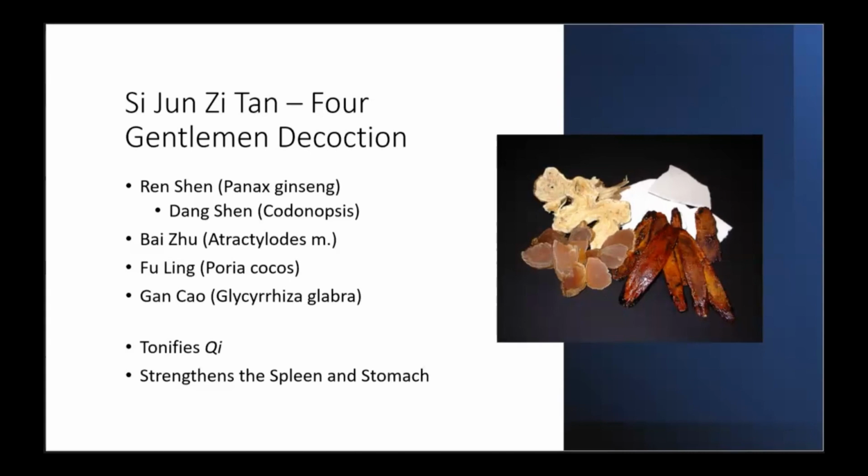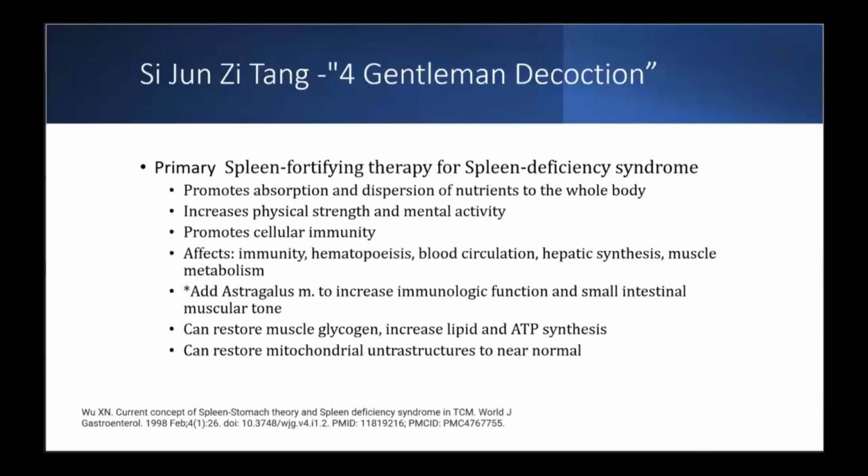Because a lot of people will have this, we're going to go into dampness, this turbid material. You've got to get rid of it. So what do we do with this formula? Well, we are promoting absorption and dispersion of nutrients to the body. And again, this is data. This is people that were studied using this formula with spleen deficiency. And then what happened in the body, in the blood? What changes were evaluated by the researchers, right? Cellular immunity, physical strength, and mental activity both go up. Affects immune system, the making of blood circulation, muscle metabolism.